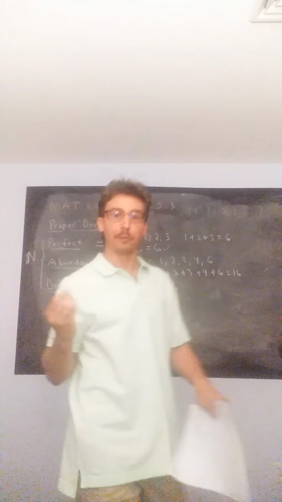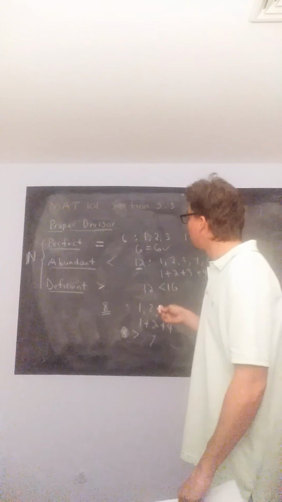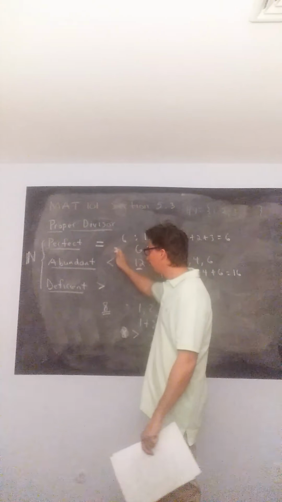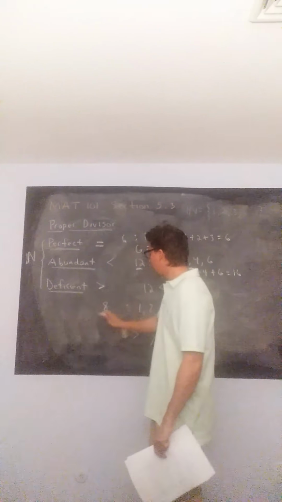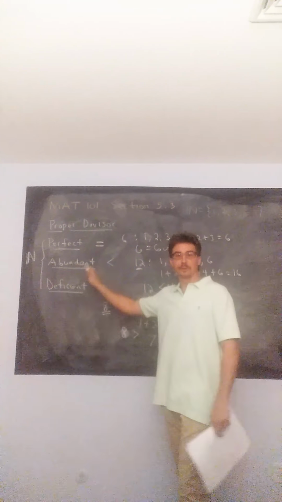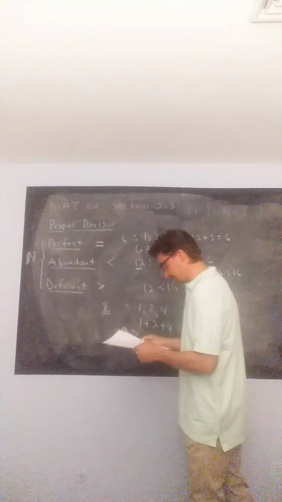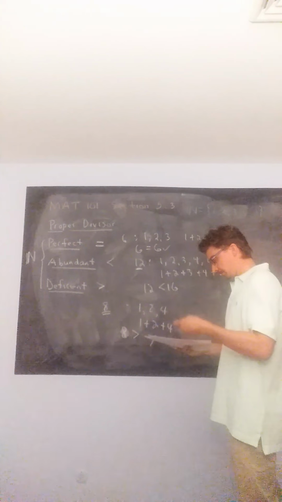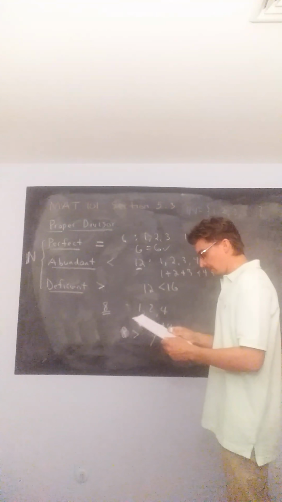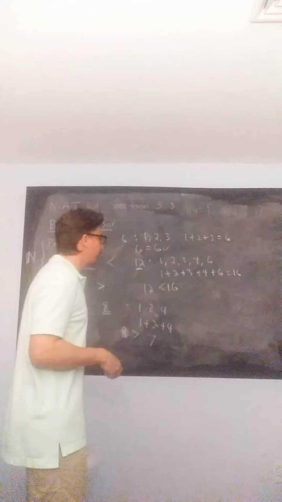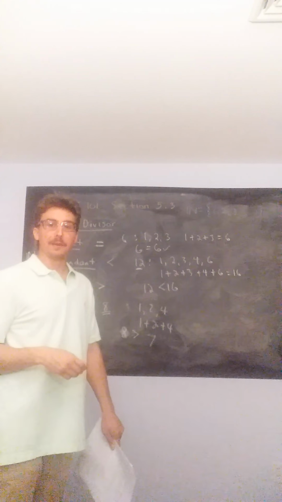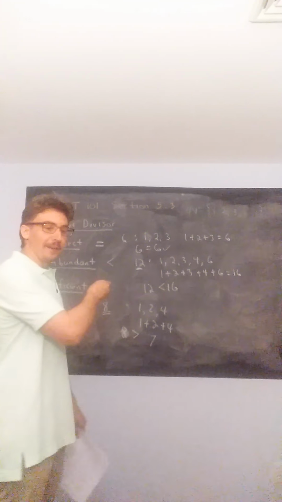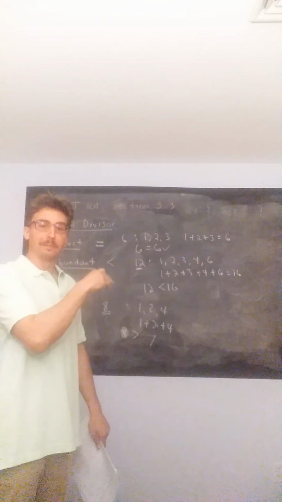Okay, so we have perfect, abundant, and deficient numbers. Again, I would encourage you to pause the video at this point if you need to go back and be familiar with these three special numbers. Okay, so what I'm going to do at this point is give you a list of numbers, and I'm going to have you at home, wherever you are, work on determining if the following numbers are perfect, abundant, or deficient.